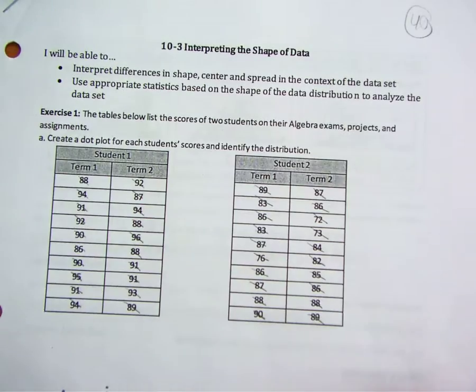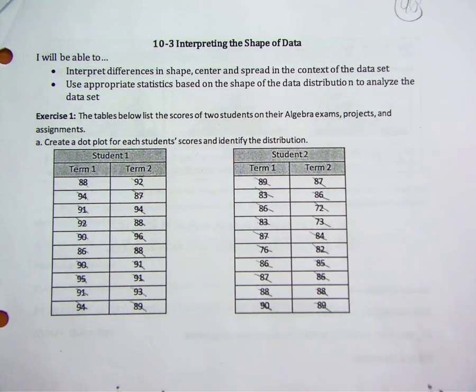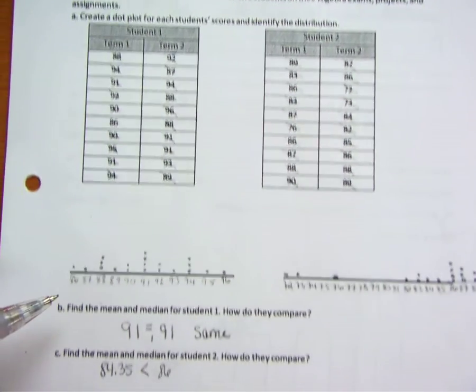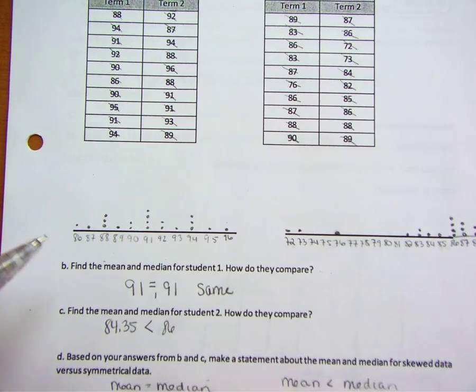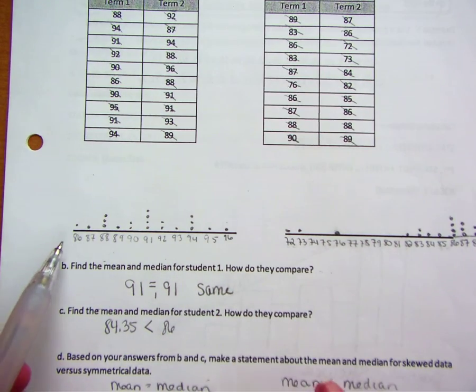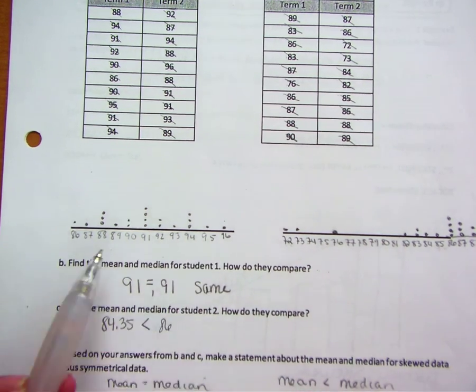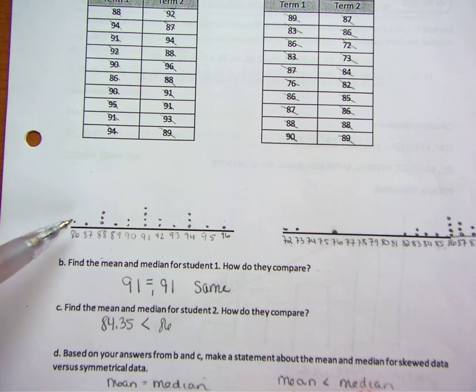Okay, so we're talking about the shape of data, and we have two sets of tables here. We're going to construct a dot plot for each table. So we take our points and make a scale. On the first one, the smallest number was 86 and the greatest is 96, so I scaled from 86 to 96, and then we plot a dot to represent each point.